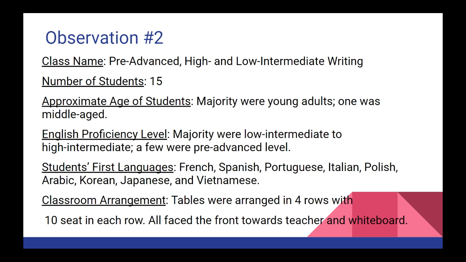The English language proficiency, same thing. They were low intermediate to high intermediate with a few pre-advanced. It was the same students' first languages: French, Spanish, Portuguese, Italian, Polish, Arabic, Korean, Japanese, and Vietnamese. And the tables were arranged exactly the same way.